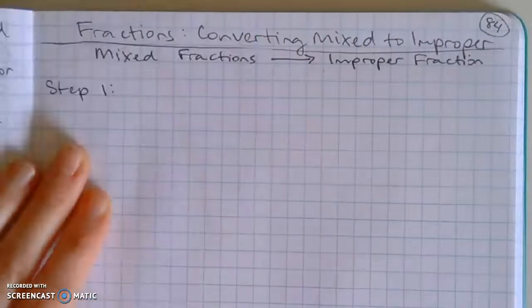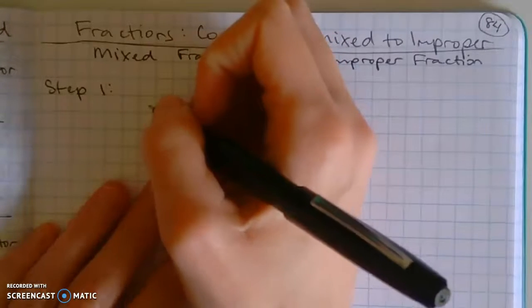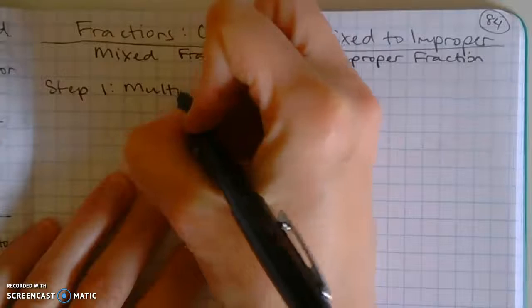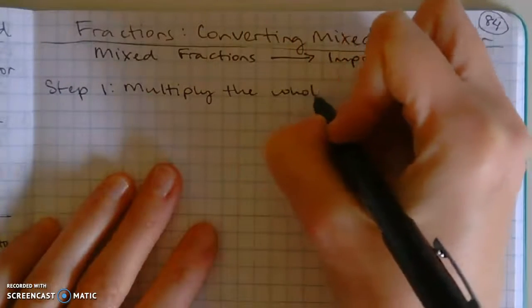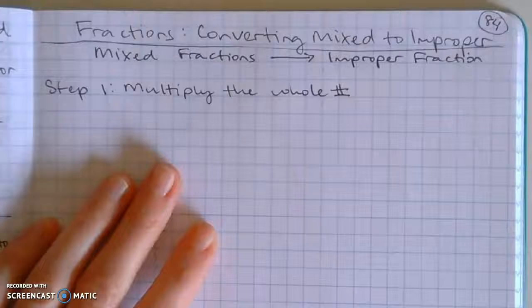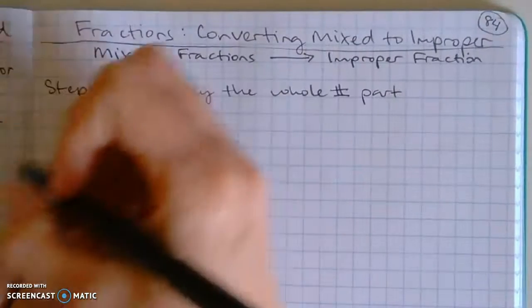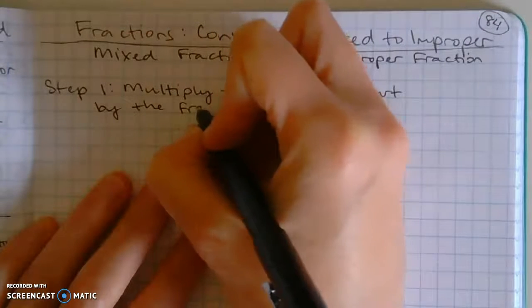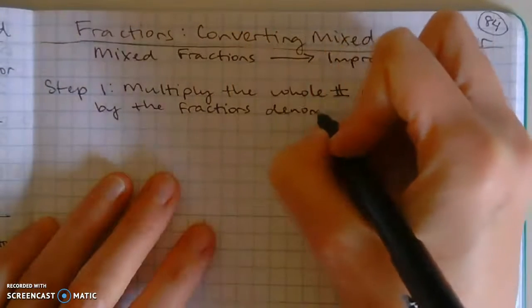Step one is going to be, I'm going to have my mixed fraction, and I'm going to multiply the whole number part of the mixed fraction by the fraction's denominator.